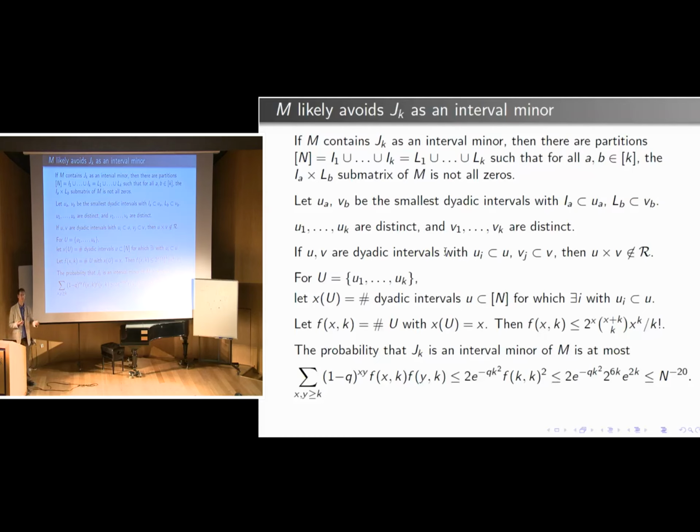Okay, so it's now a very simple exercise to put these facts together. If you don't immediately see how to do it, just read the first few chapters of the probabilistic method. In fact, the first 1 or 2 will be sufficient. And you will be able to put these two facts together to show that there exists a matrix M with a lot of 1s that has no jk as an interval minor. Are there any questions here?